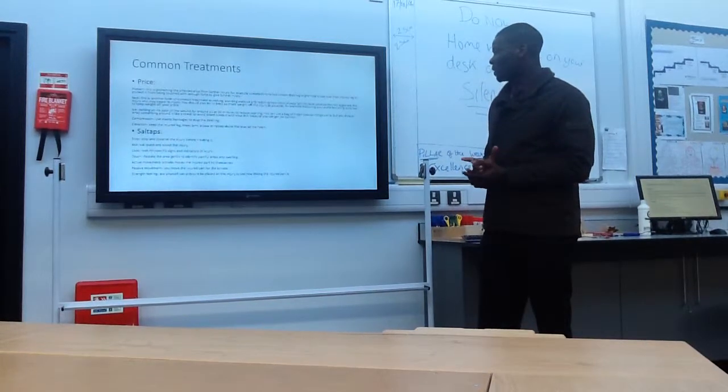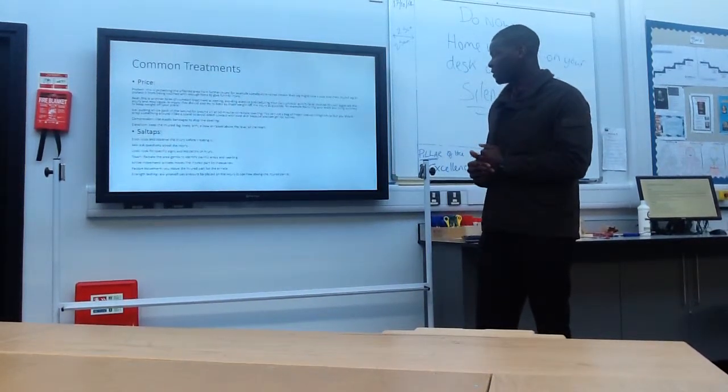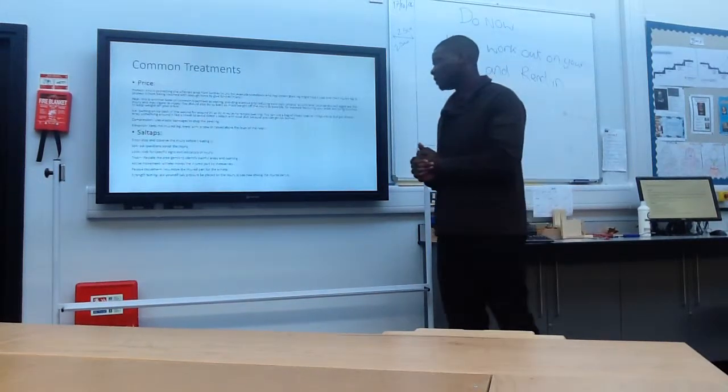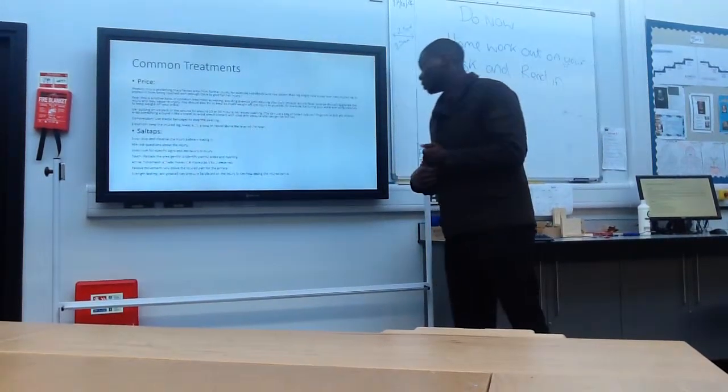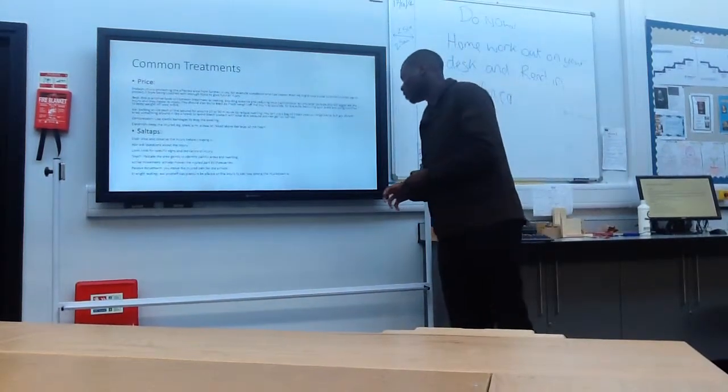Active movement. Make sure the athlete moves the injured part by themselves. Passive movement. You move the injured part for the athlete. And strength testing. Ask whether pressure can be placed on the injury to see how strong the injured part is.